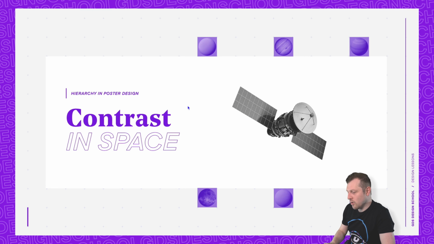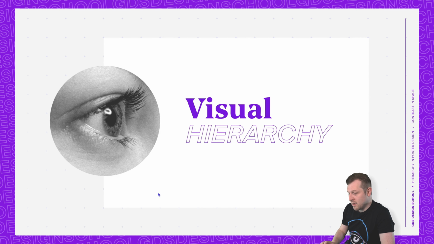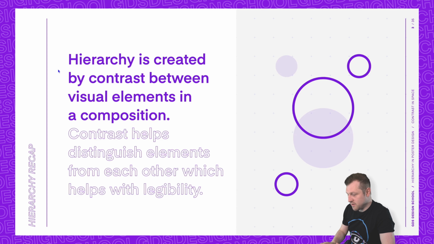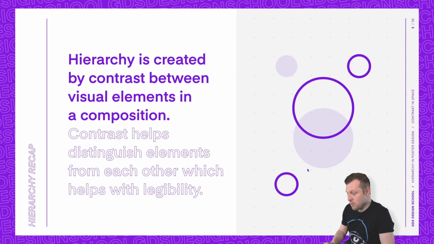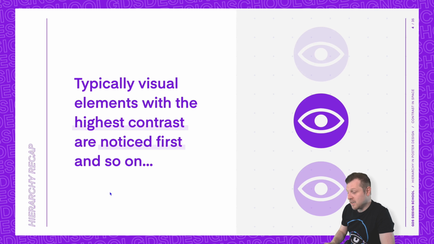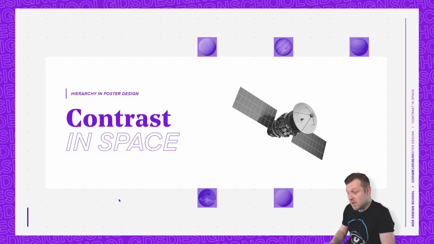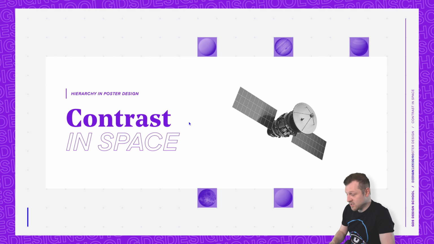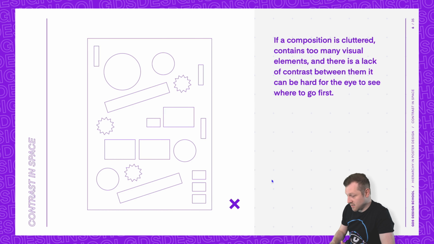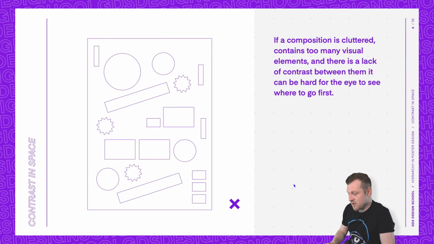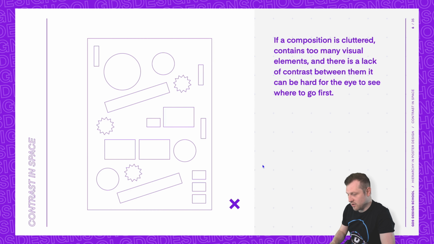So let's take a look at how contrast in space can help develop visual hierarchy. Now, a quick recap. Hierarchy is created by contrast between visual elements in a composition. Contrast helps distinguish elements from each other, which helps with legibility. Typically, visual elements with the highest contrast are noticed first, and so on. And one of the key ways to achieve contrast in a poster design is with contrast in space. Now, if a composition is cluttered, contains too many visual elements, and there is a lack of contrast between them, it can be hard for the eye to see where to go first.